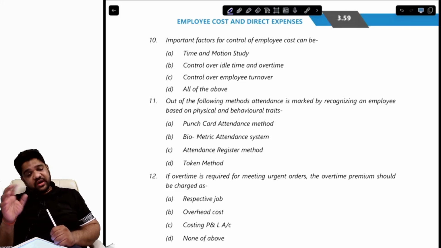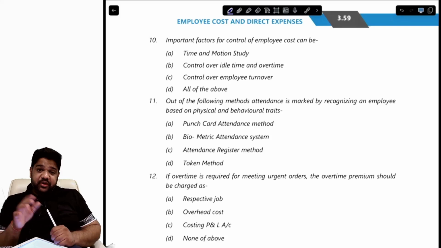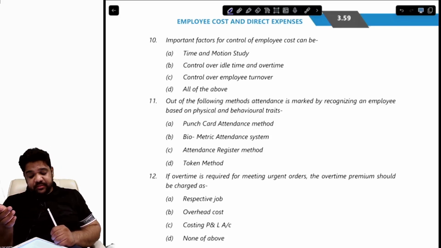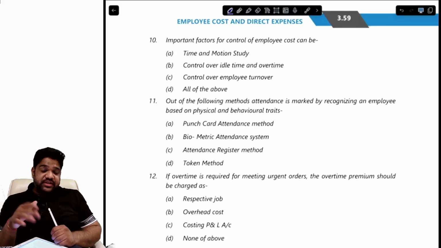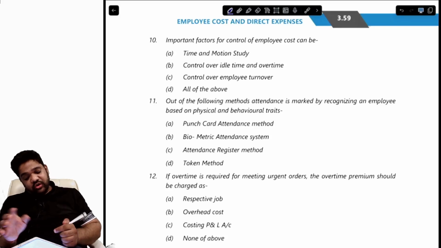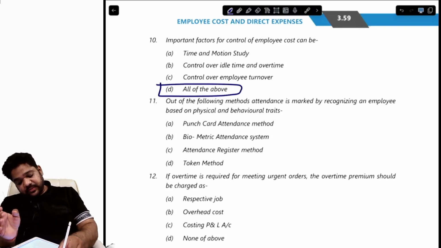Control over employee turnover, again, it will help you reduce the cost. Why? Because the moment you have idle time and employee turnover, your efficiency will decrease because the new workers who have come in do not know as well. All of the above, so that will be our answer.